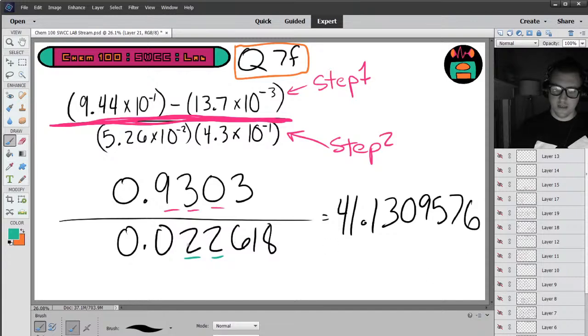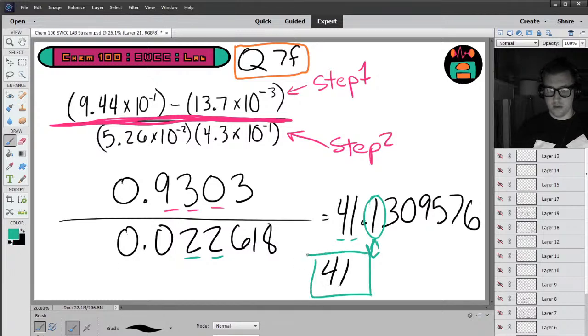And I've got 2 significant figures in my denominator, 3 in my numerator. I've got to roll with the smaller amount of sig figs. So I count off my first 2. 1 rounds down. So my final answer is 41. For this problem, which is similar to question F.